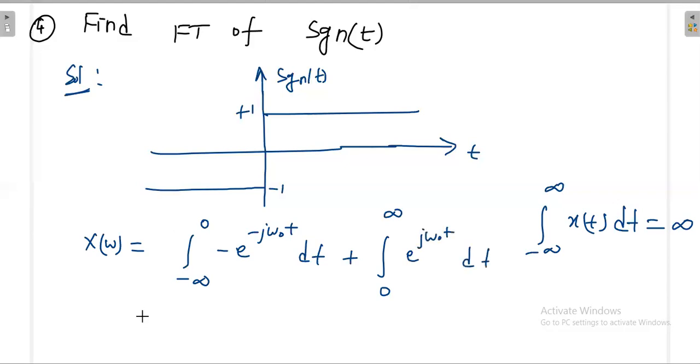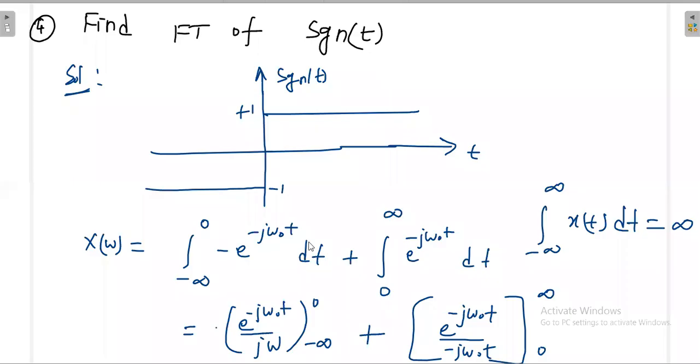If we apply it separately, we may not get any significant result here. Once you do the integration, this is e power minus j omega naught t divided by j omega. Here one extra minus will come. Already a minus is there, so I am writing it as a plus. If you apply the limits, at 0 there is no problem. But when you apply minus infinity, this is like e power infinity, which is infinite. So it's not providing a finite value, and we cannot apply this approach.